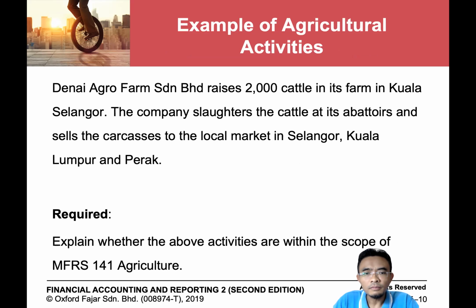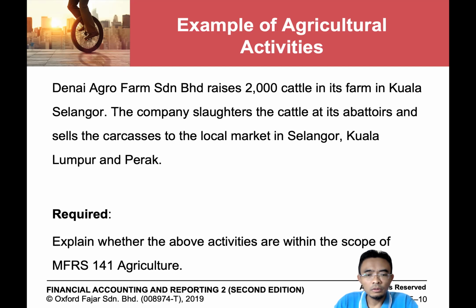Okay, for example, Denai Agro Farm Sendirian Berhad raises 2,000 cattle in its farm in Kuala Selangor. The company slaughters the cattle at its abattoirs and sells the carcass to the local market in Selangor. The meat is sold in the local market in Selangor, Kuala Lumpur, and Perak. So this cattle was raised probably from the beginning, from small, until a certain age, then they slaughter the cattle and sell the meats to the local market.